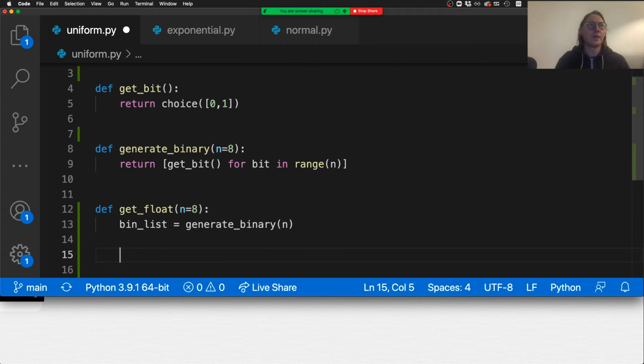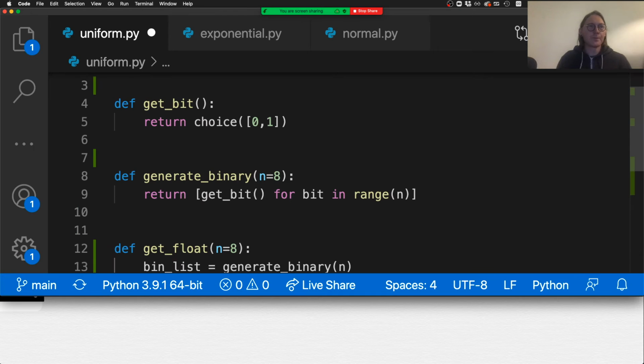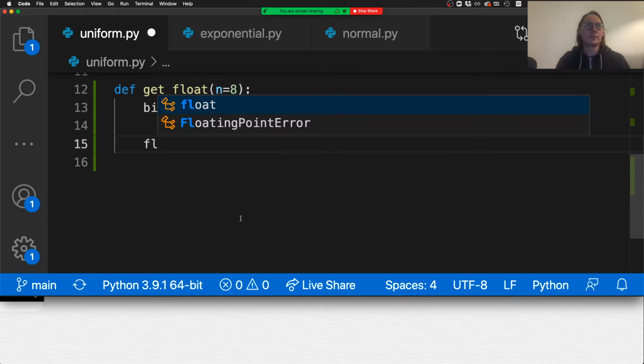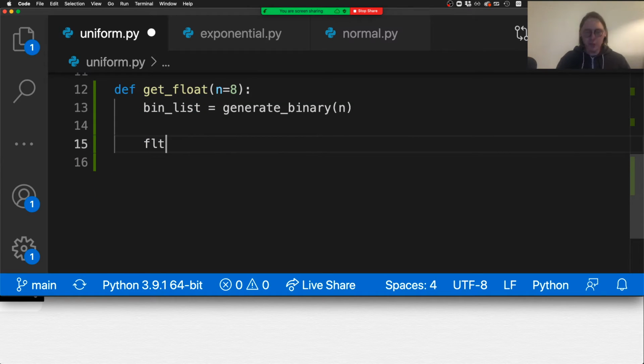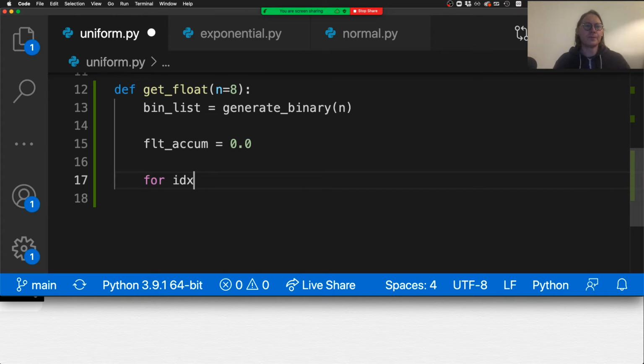Okay. And what I can do with this is I'll set an accumulator. So I'll call this floats accumulator. And you don't have to set it at 0.0. I just like to do that because it communicates to whoever's reading the code that it's supposed to be a float.